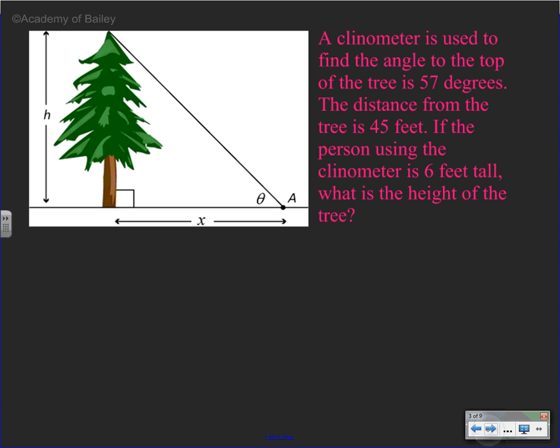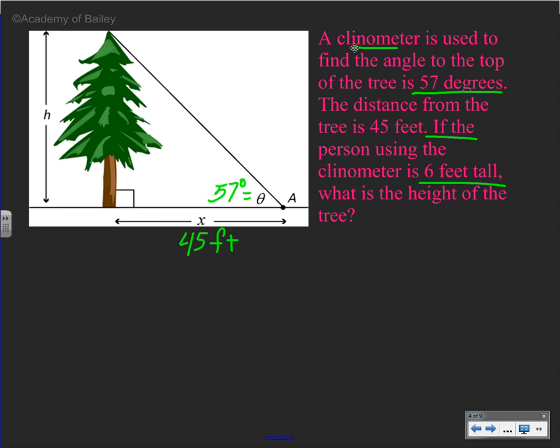So we're going to look at this next one, and let's use this situation here. Let's say, here's the situation. A clinometer is used to find the angle to the top of the tree is 57 degrees. So we know that this angle here is 57 degrees. The distance from the tree is 45 feet. So this distance of x is 45 feet. If the person using the clinometer is 6 feet tall, what is the height of the tree?